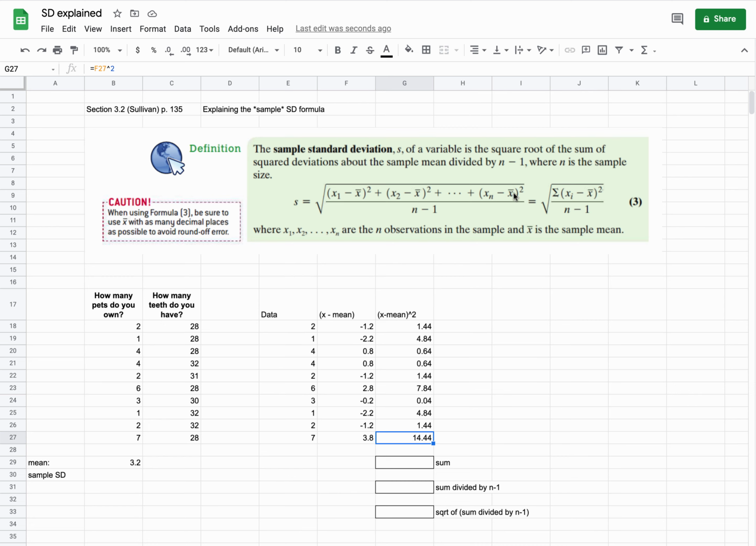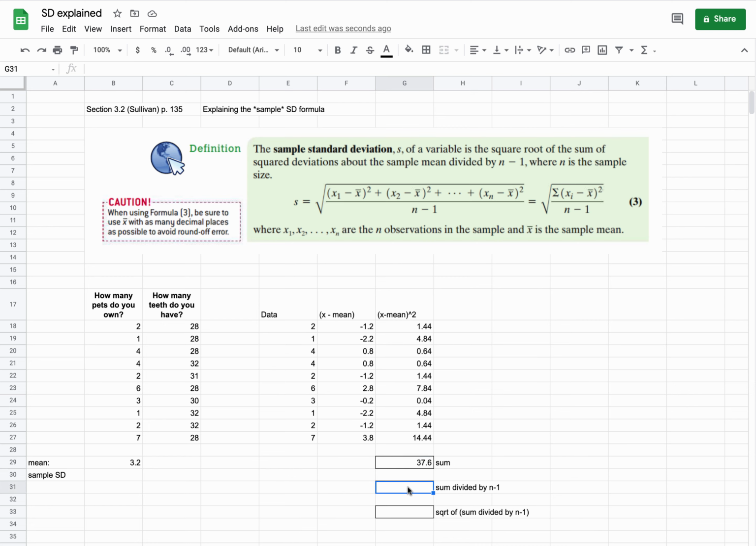I've worked with this numerator, almost fully done. We just need to add up our numbers. So I'm going to say equals sum, start a parenthesis, and I'm going to highlight all of those squared differences. Close my parenthesis, push enter. There's my answer, 37.6. So 37.6 represents all this stuff that would be on the numerator underneath the square root sign. So this sigma here, sum of stuff, represents 37.6 with this data set.